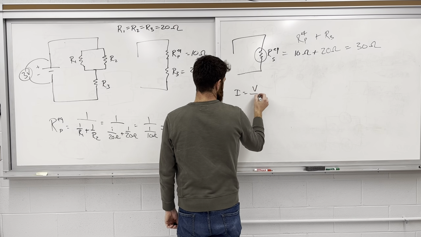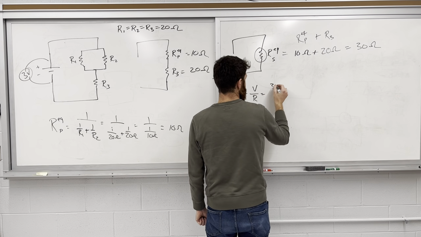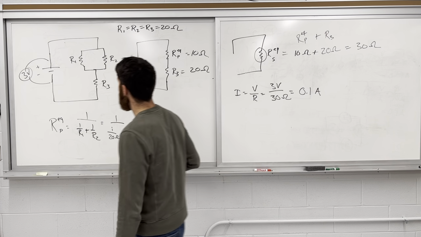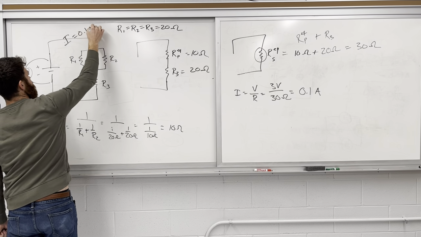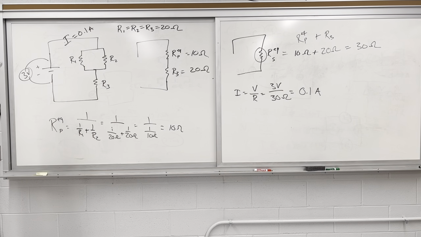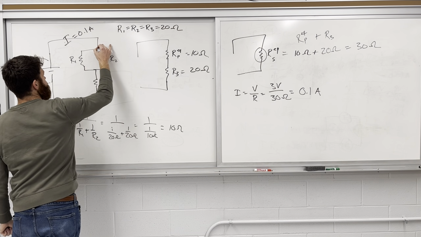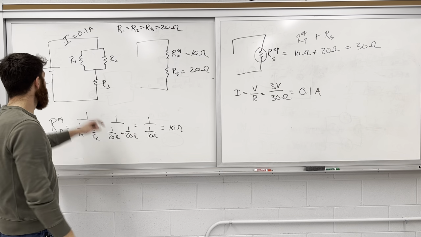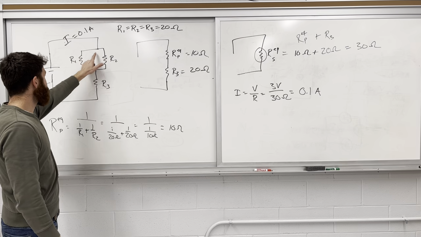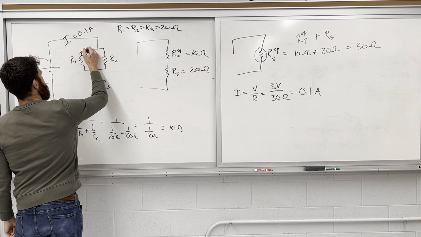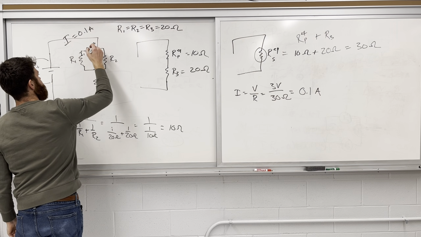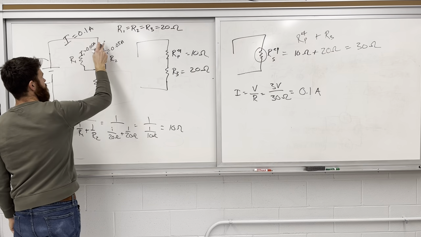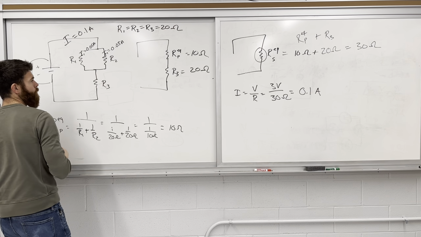So I equals V over R, and so we have 3 volts divided by 30 ohms, we get 0.1 amps. So 0.1 amps is the current that's flowing through this circuit. And so Kirchhoff's junction rule tells us that 0.1 amps gets split between R1 and R2. Because R1 and R2 are the same resistance, neither path has less resistance, so it's going to be split equally. So I1 is going to be 0.05 amps, half of that. And I2 is going to be 0.05 amps. It's going to be split evenly. And then the current flowing through R3 is going to be 0.1 amps.